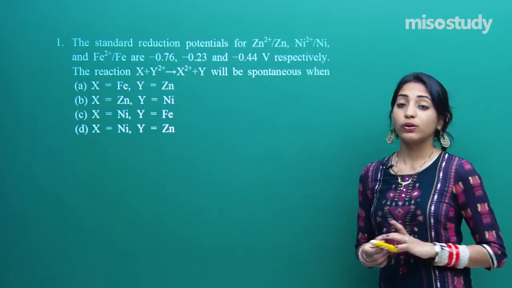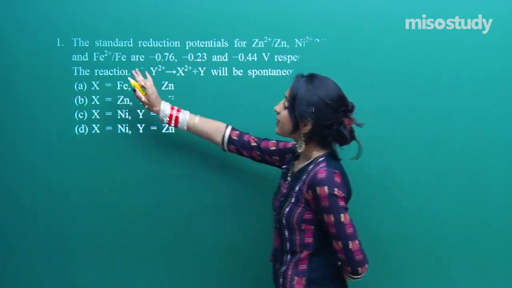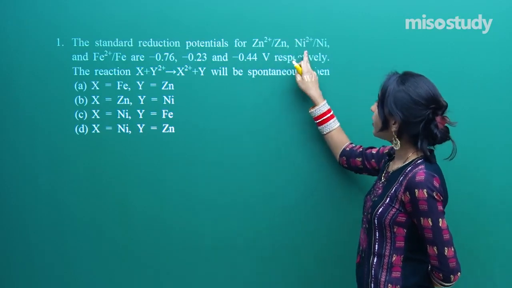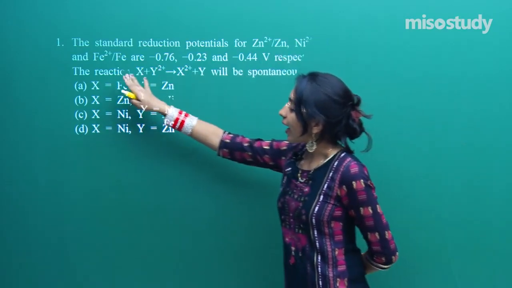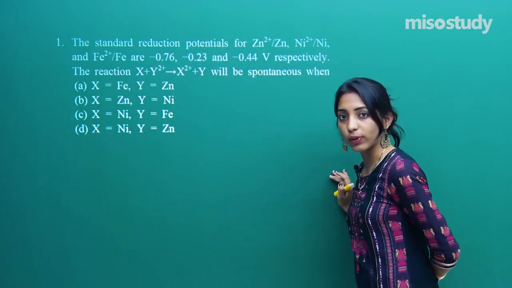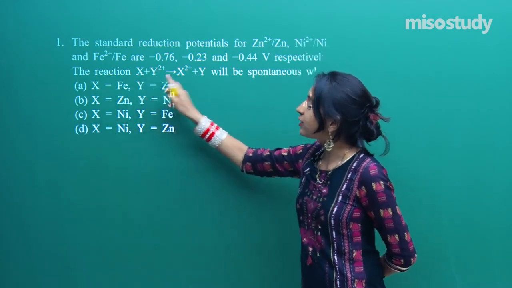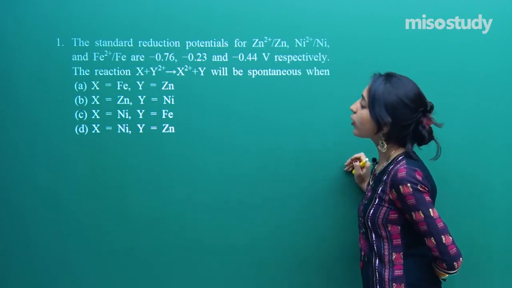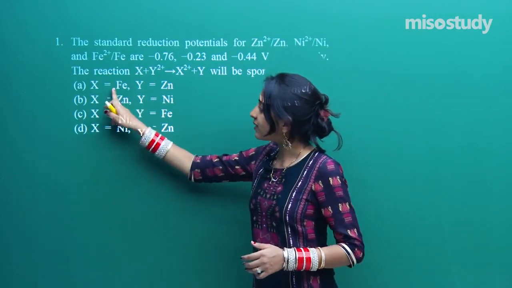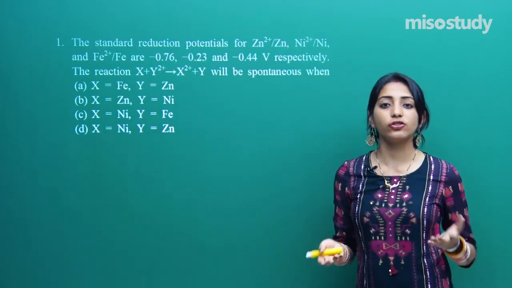Let me read the first question for you. The first question says that the standard reduction potentials for Zn2+ to zinc, and some couples are given, nickel 2+ getting converted to nickel and iron 2+ getting converted to iron, and the standard reduction potentials are given to us, respectively. Now we need to say the reaction X plus Y2+ to form X2+ plus Y will be spontaneous when. So we just need to say when X is this or this, and correspondingly Y are these values, then the reaction has to be spontaneous.